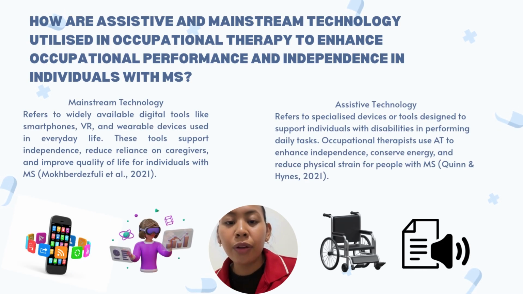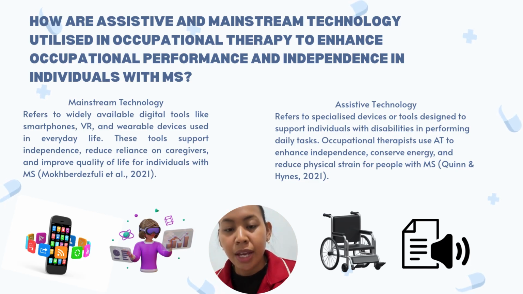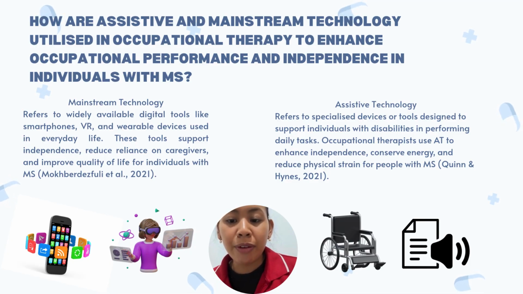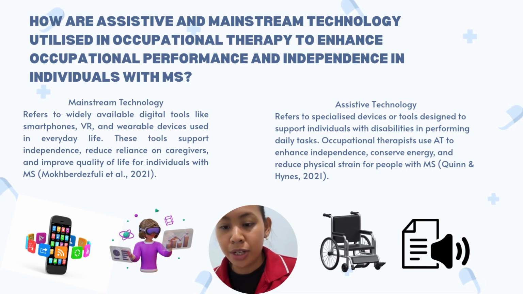OT plays a vital role in AT prescription. AT promotes functional independence and supports people with maintaining daily routine. For instance, mobility aids such as walkers and wheelchairs will allow people with lower limb weakness to move safely in their homes and community. Self-care aids such as button hooks, over-toilet frames, and weighted cutlery enable people to continue to participate in essential ADLs such as dressing, toileting, and eating.